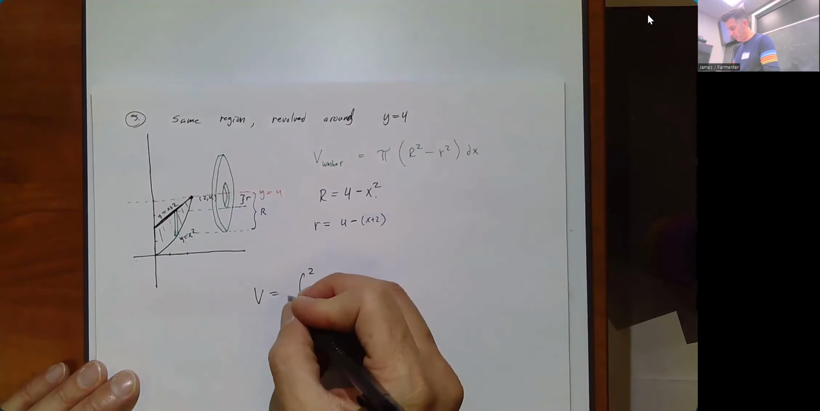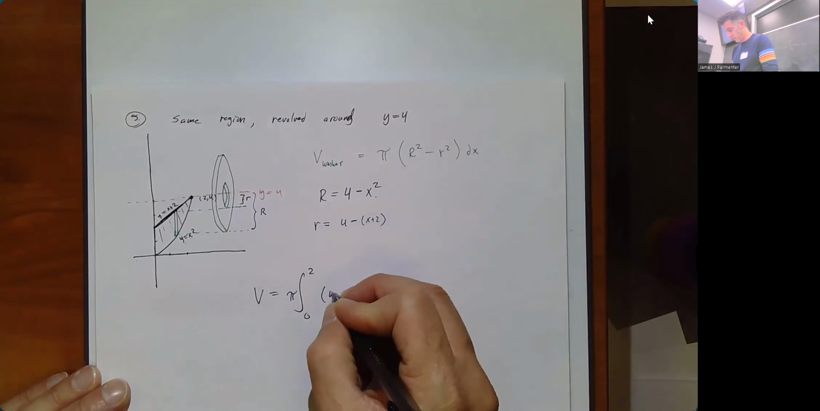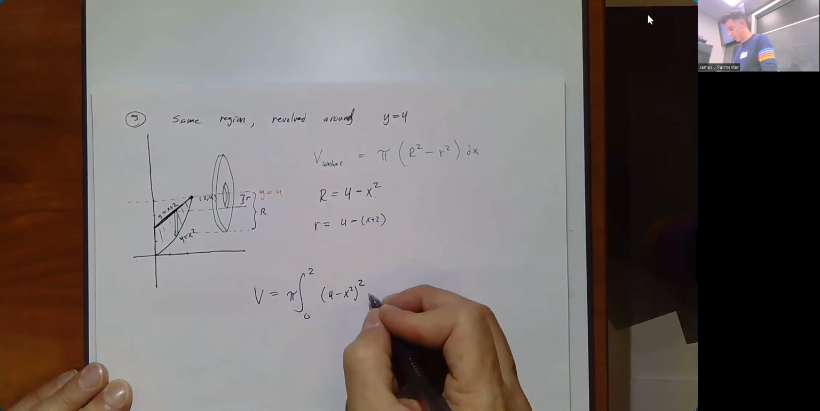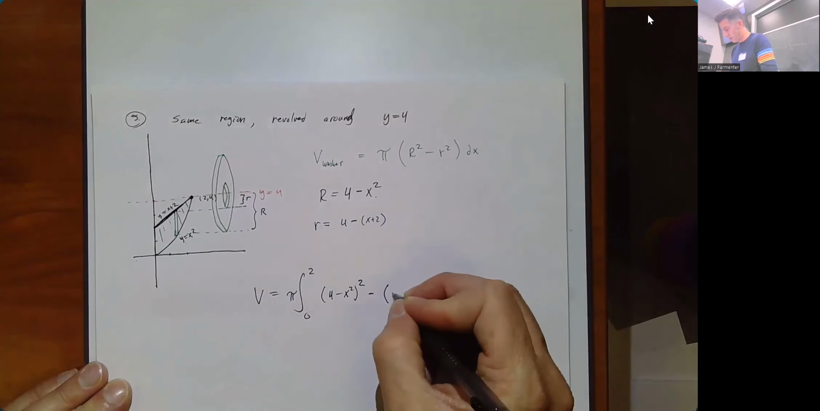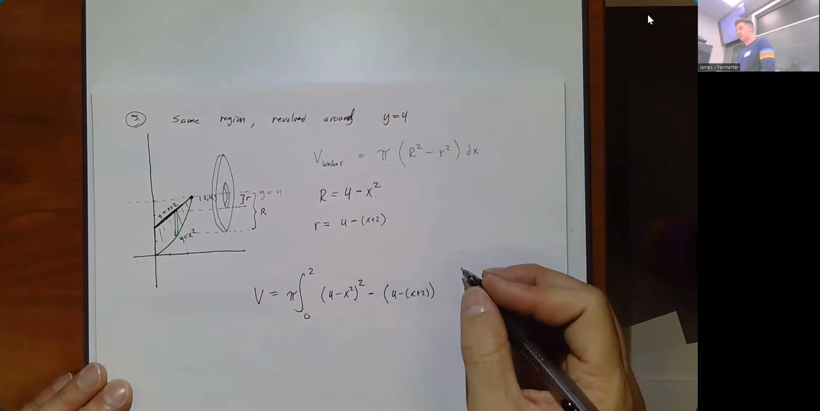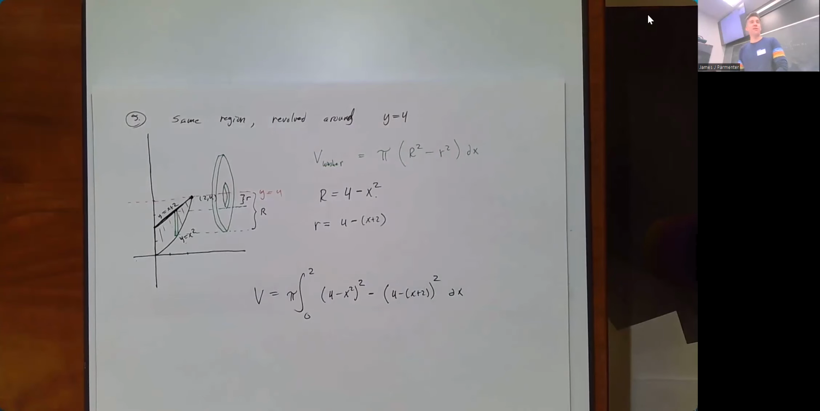Still throwing the pi out in front. But then our big radius squared is going to be 4 minus x squared, squared. And our little radius squared is going to be 4 minus x plus 2, which, yes, you could simplify as 2 minus x, squared.